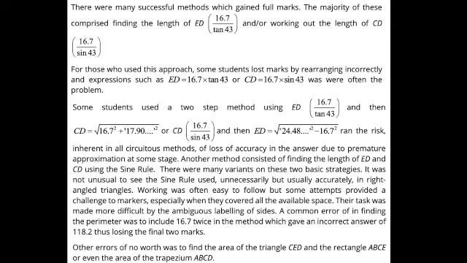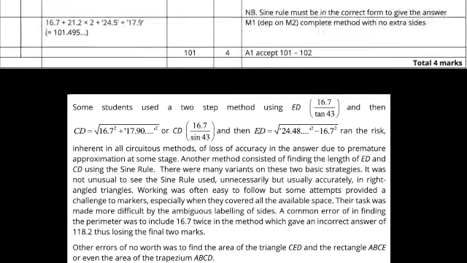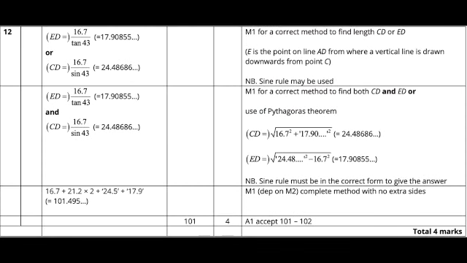Okay, let's have a little look at the mark scheme. Looking for 101. And we've got 101. Oh look, they would have accepted 102, so that's interesting. Anyway, the answer is 101.